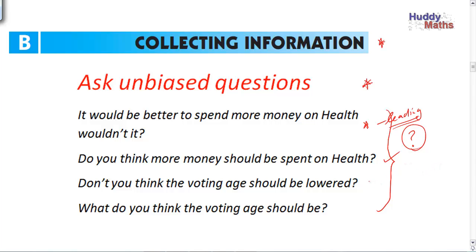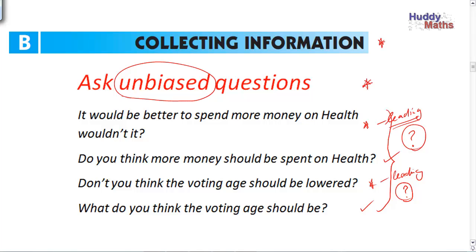Here, we're doing the same thing again here. Don't you think the voting age should be lowered? It's suggesting or leading people to an answer. This might be better. What do you think the voting age should be? Or can you think of another question that is perhaps less leading than either of those two? So that's important when you're talking to people and gathering information from surveys, that you don't lead them in any way. So you're going to ask unbiased questions.